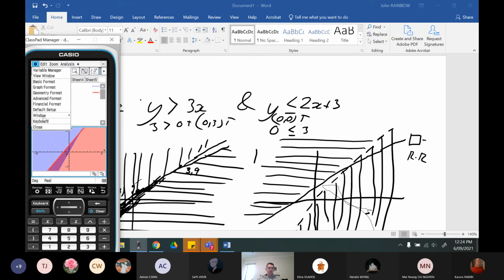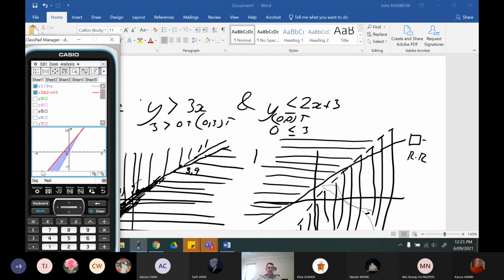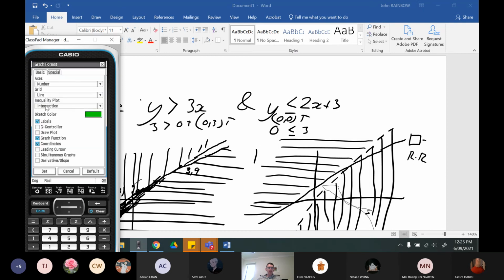Sorry, we don't want union. With the union, you've got to see where it overlaps and it's really hard to tell. So what you want to do is actually change your graph type from union to intersection. Okay, that's what we want. Sorry, I stuffed it up. Then you hit set to that. And then what you'll find is it will only color in the required region. So you want to go up into here, graph format, and change it to intersection, because if it says union, it gets really hard to see.